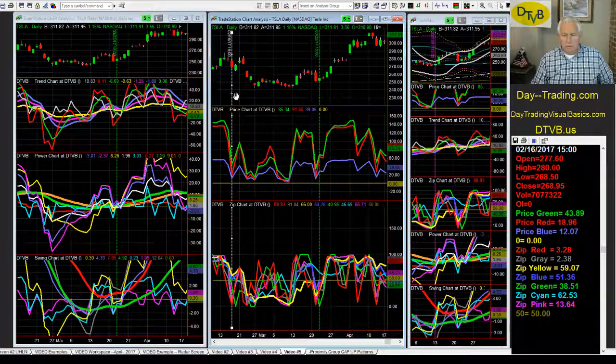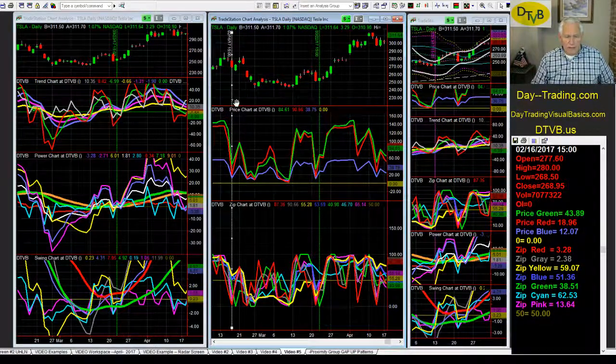You take the red, in this case, if you look over at the data window, you will see the blue 12, red 18, and green 43. Take the red and multiply it by 2, which is 36. 18 times 2 is 36, and that number should be less than the price green number. If in fact that is true, you generally get a nice green candle the next day.